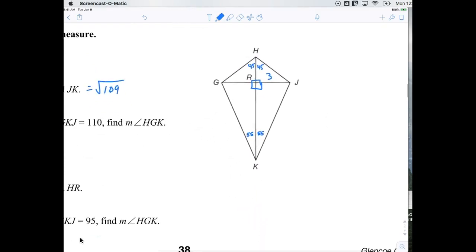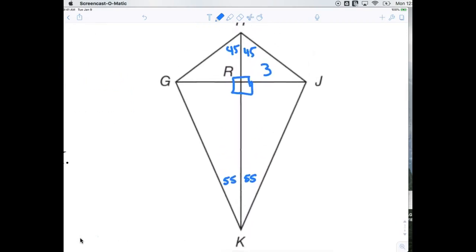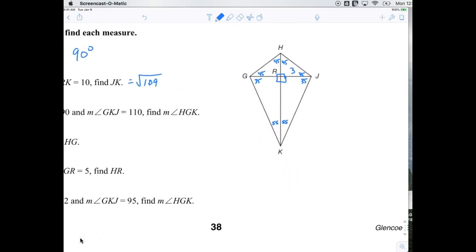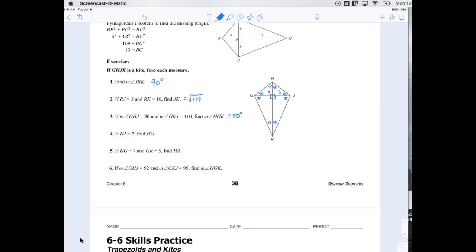So I think I know what we're getting at here. So if you had to figure this out real quick, this would be 45, right? This would have to be 45. And if this is 55, that over there would have to be what? 35. And that would have to be 35. Then I can just answer the questions because I have all the angles. They're asking for HGK, thank you. And what is that? 80, thank you. All right.